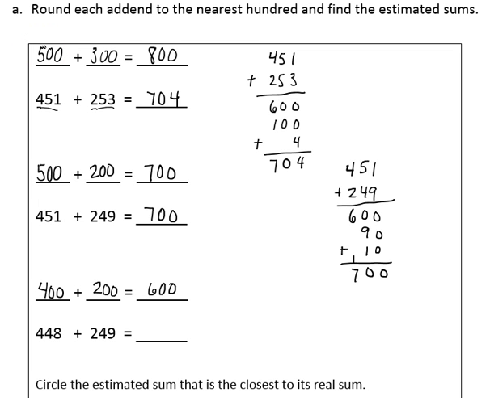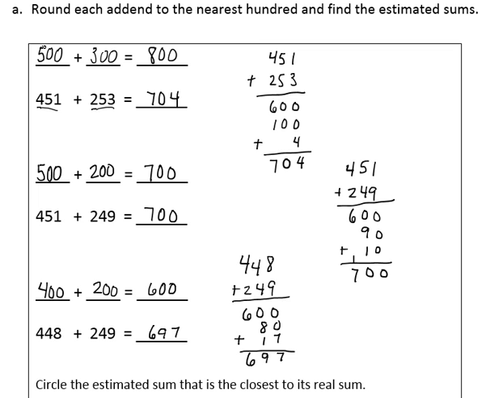Now let's find the real answer. 448 plus 249. 400 plus 200 is 600. 40 plus 40 is 80. 8 plus 9 is 17. We have 7, 8 plus 1 would be 9, and 6. So we have 697 as our final answer.